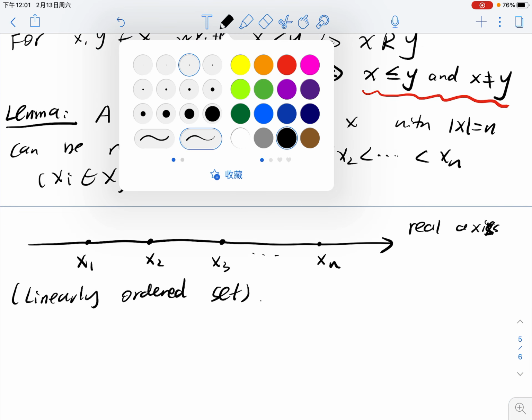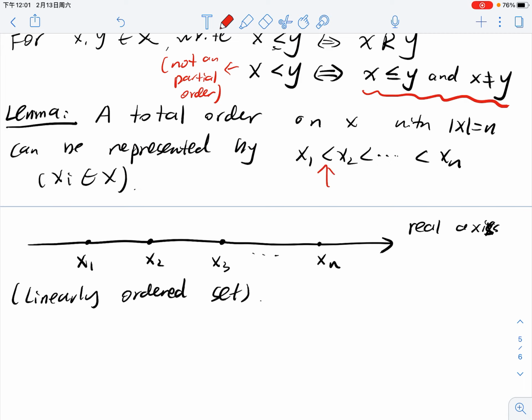Okay, and here just a small remark that x1 less than x2, strictly less, is not the order, not the relation, because it's not transitive. What exactly it means is x1 less than or equal to x2 less than or equal to xn, and xi is different from xj for all pairs i, j between 1 and n and different.